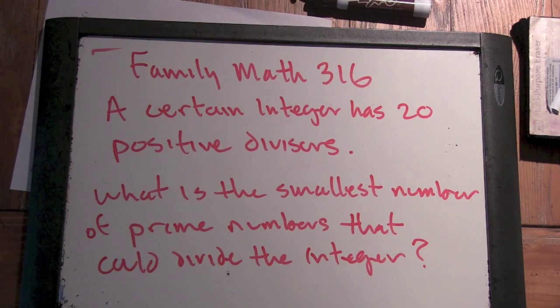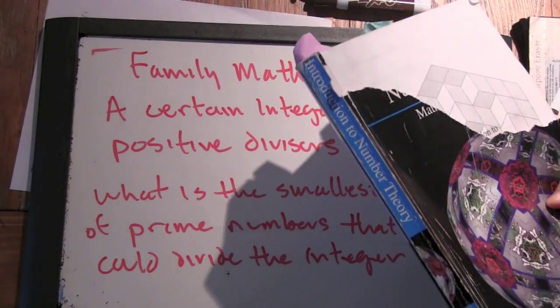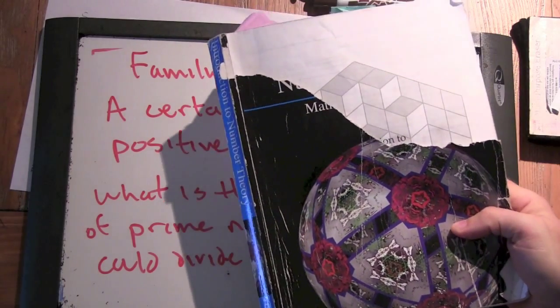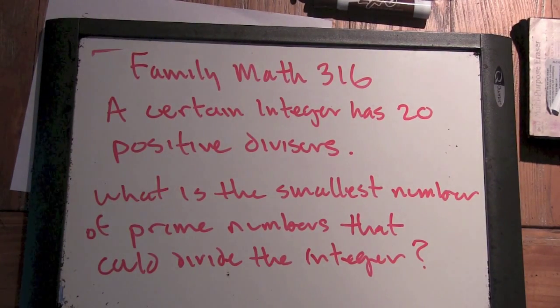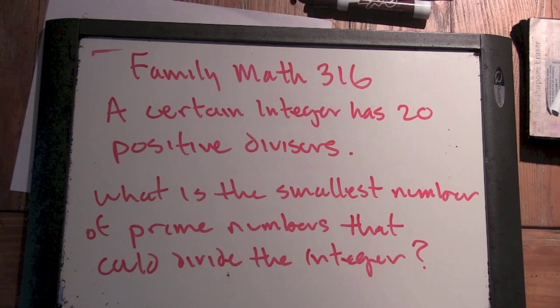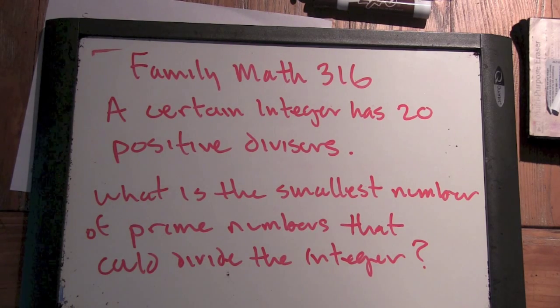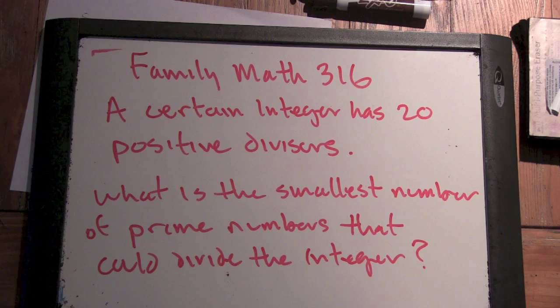So our old Intro to Number Theory book from Art of Problem Solving, which we've used a lot and got a little torn up, has some clever number counting problems. It says a certain integer has 20 positive divisors, and that's all we know about it. The first question: what is the smallest number of prime numbers that can divide the integer?